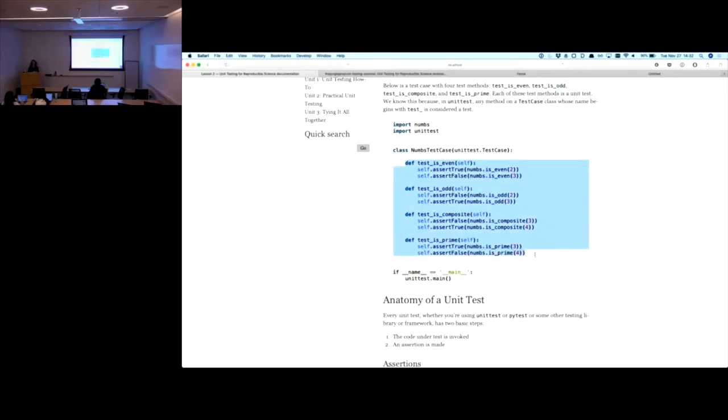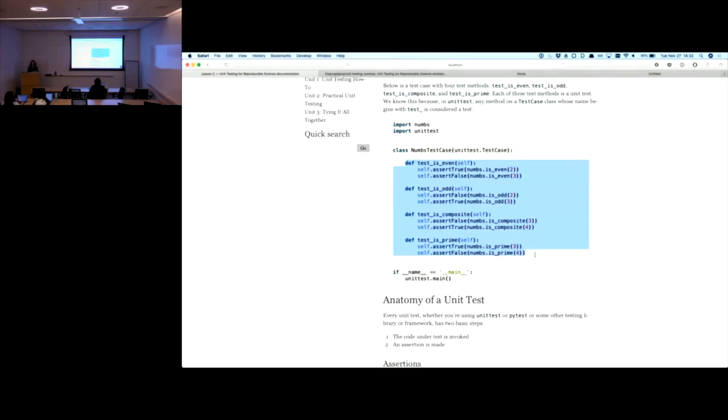One of people's biggest complaints about Python's unittest is that it has a lot of boilerplate, and the boilerplate that they're talking about is everything that's not highlighted, which I don't think is a huge deal. I don't think that's a lot of boilerplate, but some people really find it cumbersome. So each of these methods is an individual unit test.